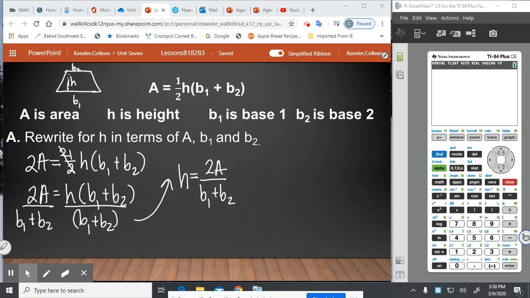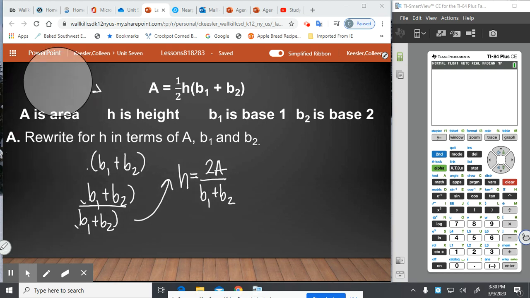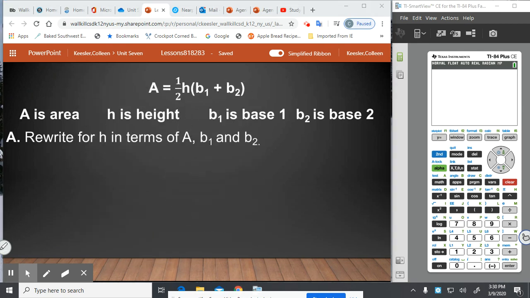Okay, now that's not always possible. You usually can't divide by a whole sum. The only time you can do that is if it's in parentheses together. All right, so hopefully you're understanding how to do this. We've kind of done it when we've rewritten slope-intercept form from standard form to slope-intercept form. It's the same idea, just with some more variables.